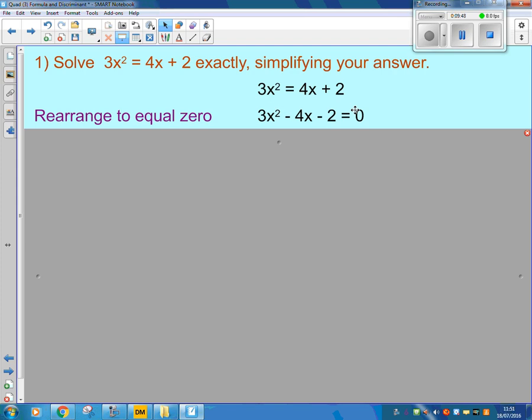Now, you wouldn't be able to factorize this. And also, if you did completing the square instead to solve it, it's quite tricky because you've got a 3x squared involved there.